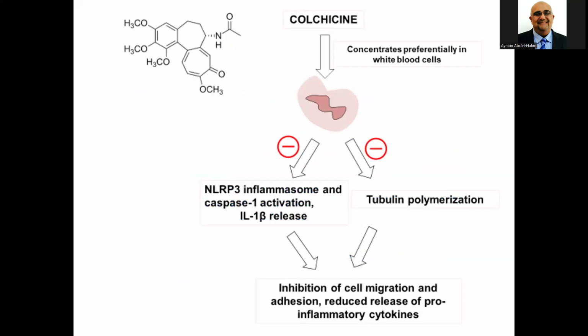Colchicine, again, a mechanism of action. It inhibits the tubulin polymerization, inhibiting the cell migration, adhesion, reduced release of pro-inflammatory cytokines. So it's an anti-inflammatory drug. But interestingly, colchicine doesn't have a role in osteoarthritis. Maybe because osteoarthritis is more of a degenerative joint disease than an inflammatory joint disease.